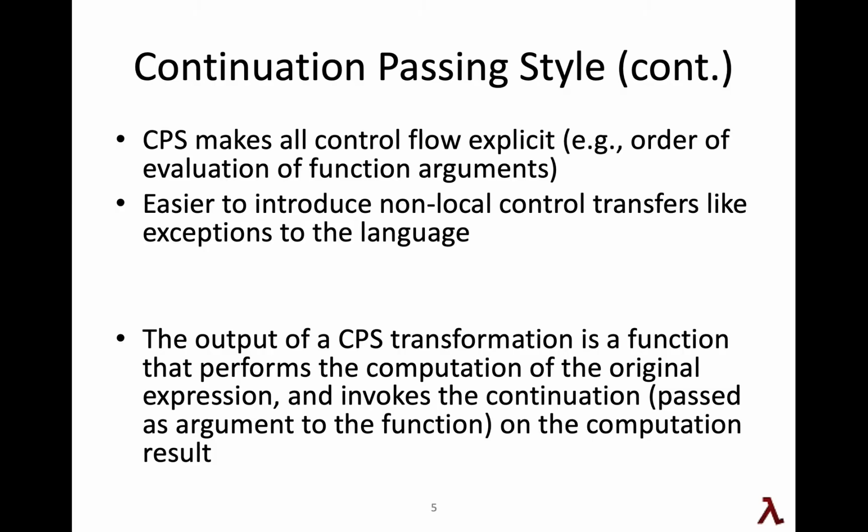So the advantages of continuation passing style are that CPS makes all the control flow explicit, for example, the order of the evaluation of the function arguments. And it's also easier to introduce non-local control transfers like exceptions, coroutines, and so on to the language. So the key takeaway here is that the output of a CPS transformation is always a function, and the function invokes the continuation with the results of its own execution.